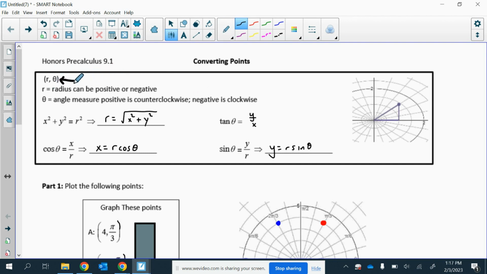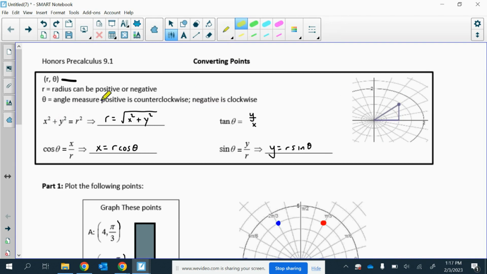So instead of writing things as x comma y, when we're writing things in polar coordinates, we write them as r comma theta. R is a radius, and we can write it as either a positive or negative number, and we'll show what that looks like in a second. And theta is the angle measure, just as we always do it. So pi thirds would be moving in this direction. Negative pi thirds would be moving in that direction.